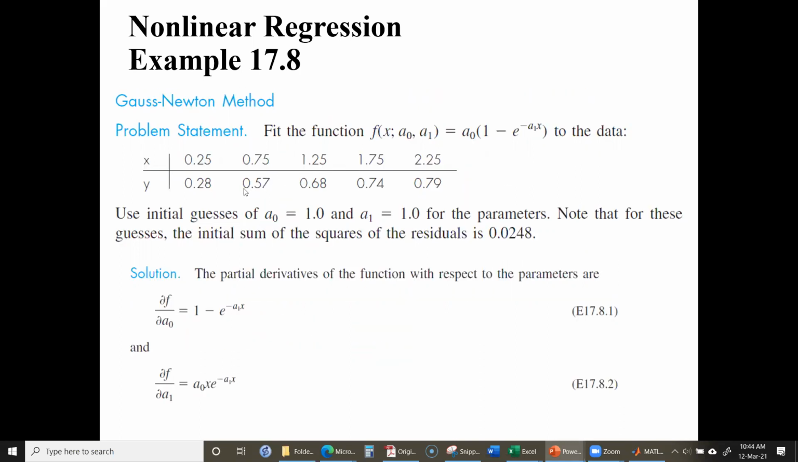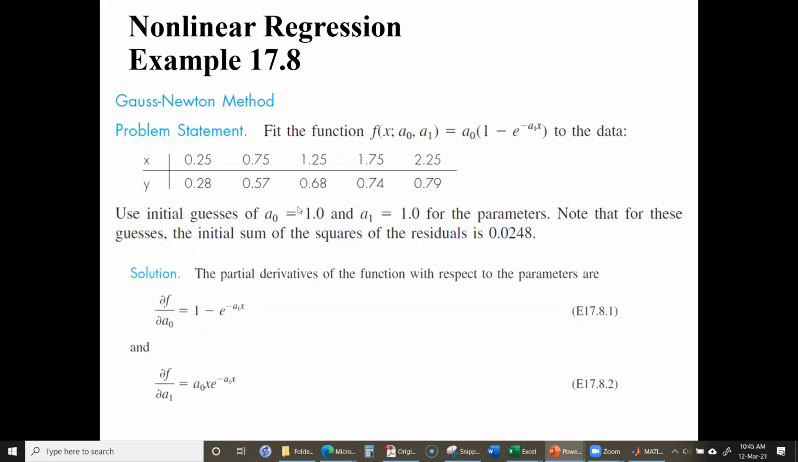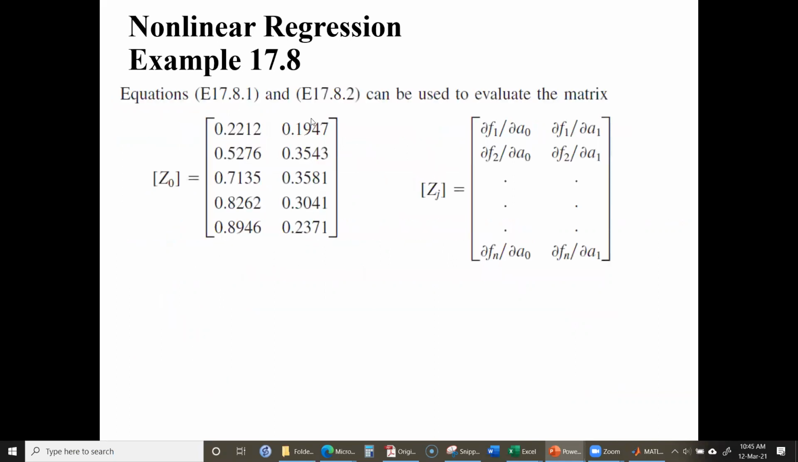Then we will take the next value of x, which will be 0.75, and put the value into this equation. That will be the value of 0.5276. Similarly, we will put the values in this second equation, and then we will get the values in the second column. So this is how you will calculate a matrix which is called the Z naught matrix.